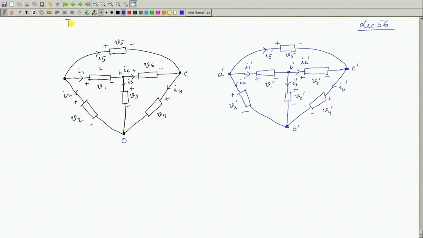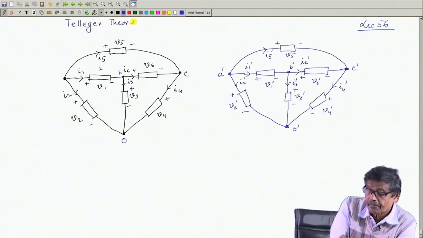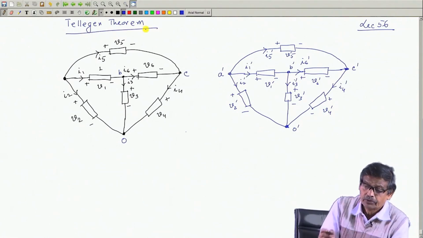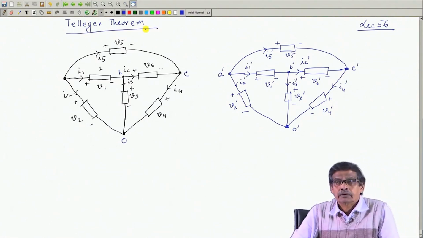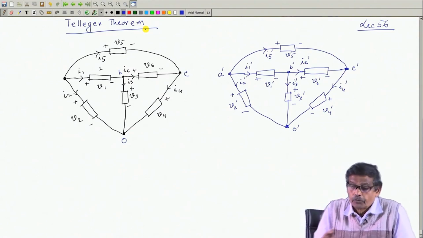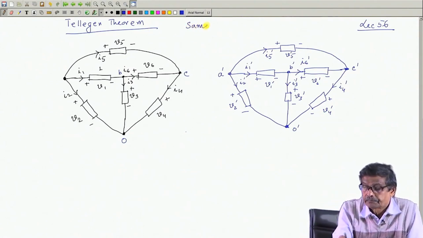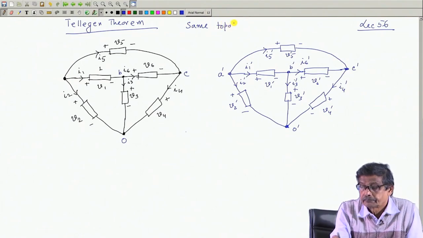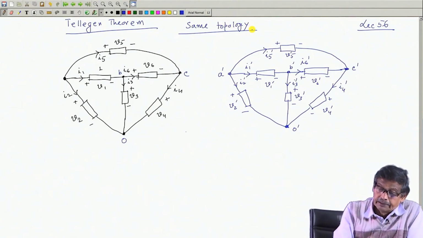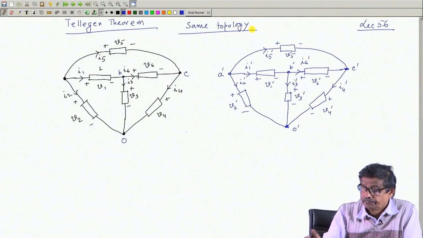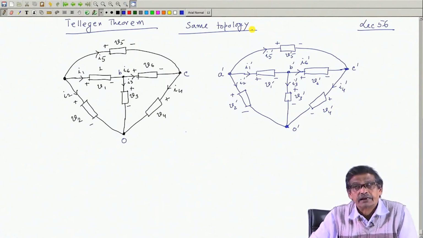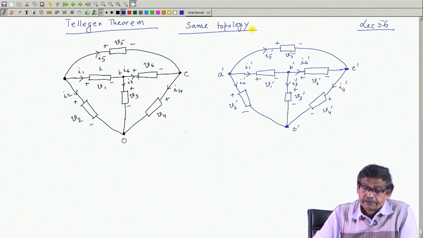Welcome to lecture number 56, and we have been discussing Tellegen's theorem. Very interesting theorem, Tellegen's theorem. In my last class I told you it is applicable only to different networks, but having the same topology. And in this network there are 6 elements, and the elements are different.